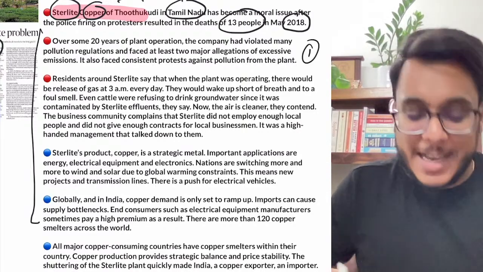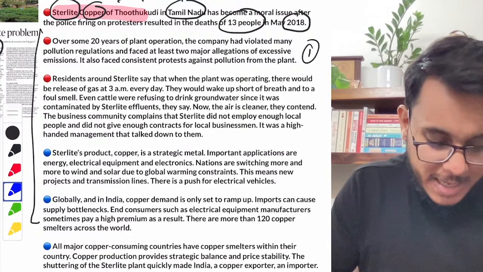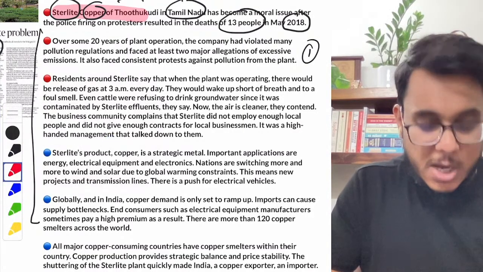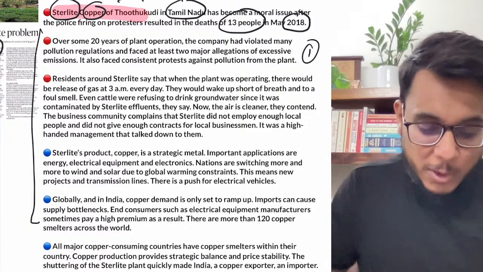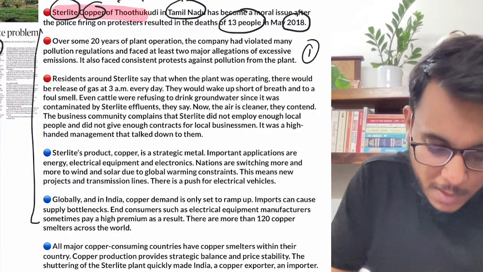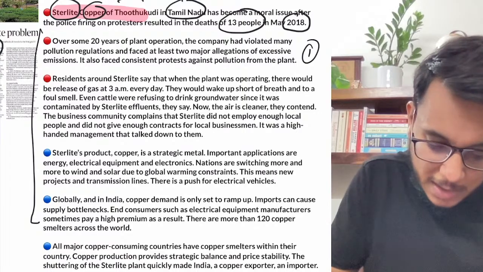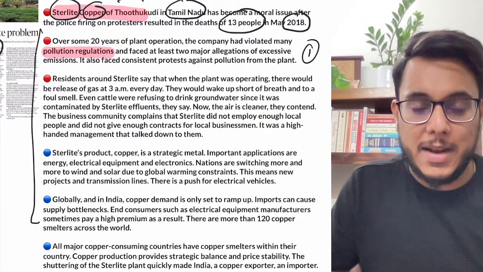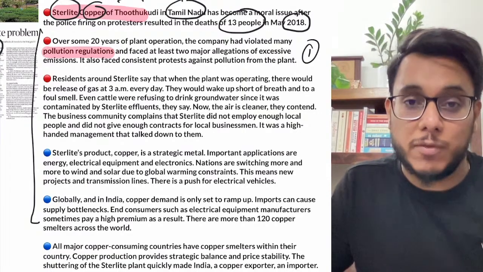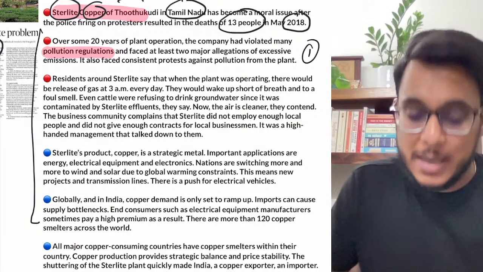Number one, it has been provided that over the last 20 years that the Starlight copper plant has been operational, it has led to many violations. Basically, pollution regulations have been violated. It had spewed a lot of pollution. It had degraded the water nearby.